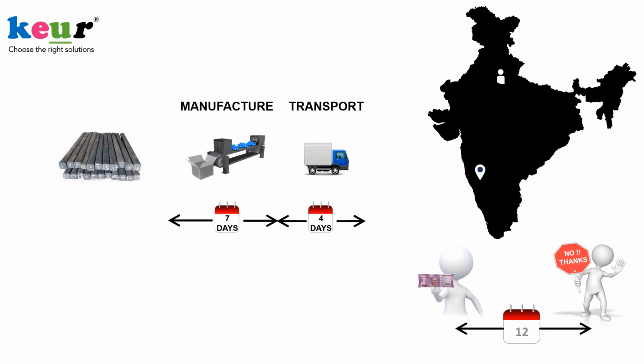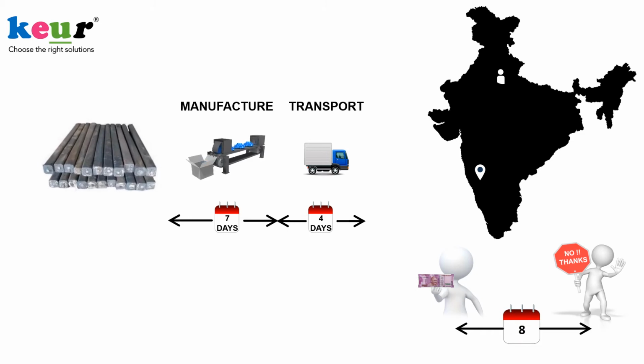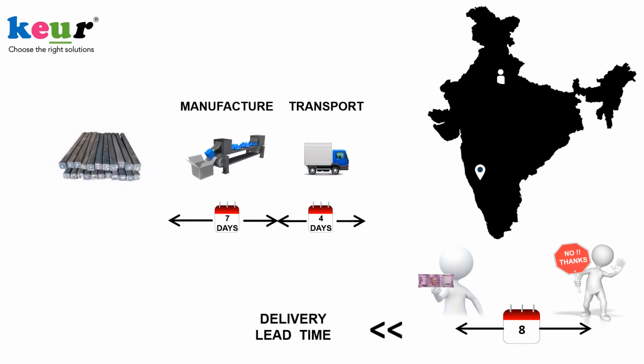Now the company will have a chance to sell. What if the window of opportunity is 8 days instead of 12? In that case, it will not be enough to carry raw material inventory. Delivery lead time will have to be reduced further. How? Let us see.